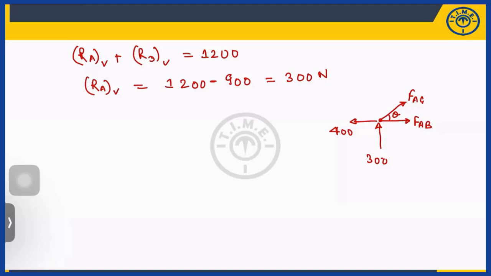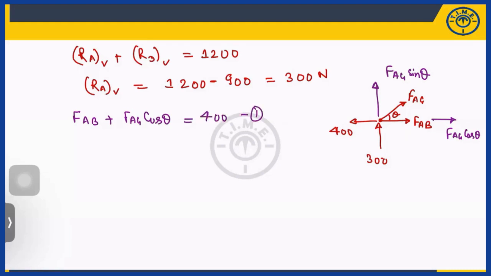Okay, now just resolve this particular force in this direction and this direction. What is this value? FAG cos of theta, FAG sine of theta. So the force acting in the x direction is FAB plus FAG cos theta, and the next force will be equal to 400. Let us suppose this is the first equation. Then the second equation is FAG sine theta plus 300. Why plus 300? Because both are acting in the same direction, is equal to 0. So can I calculate FAG value?